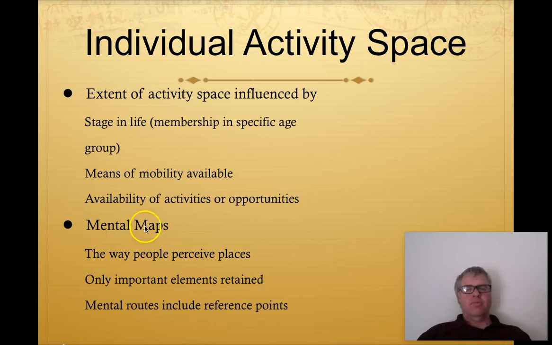And then we also have what's called mental maps, the way people perceive places. These are parts of our activity space that we move into and that we think of as being spaces that we are used to and familiar with and we have good associations with, and there may be places we avoid because we have negative associations with those areas.